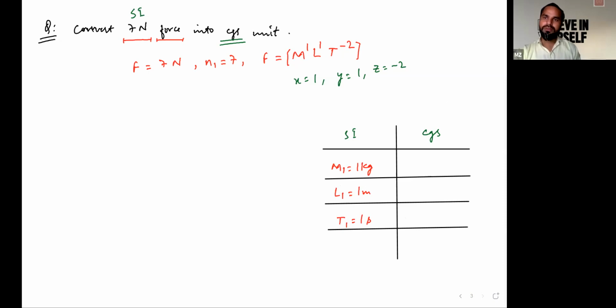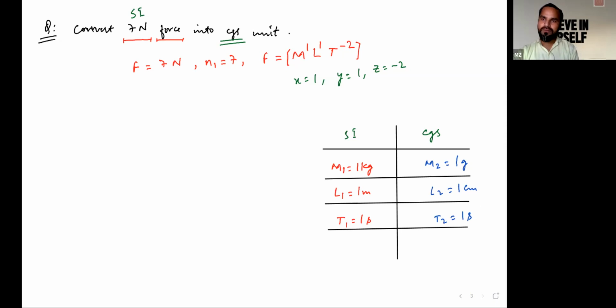The next part is to define the unit conversion for the CGS system. So it would be called M2. CGS: C is centimeter and G is gram. So the mass would be measured in gram, length in centimeter, and time in second. Is it clear to everyone? To this part?